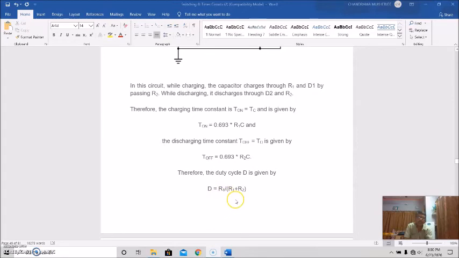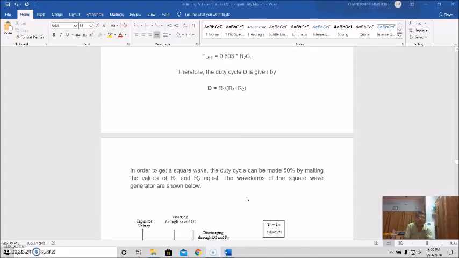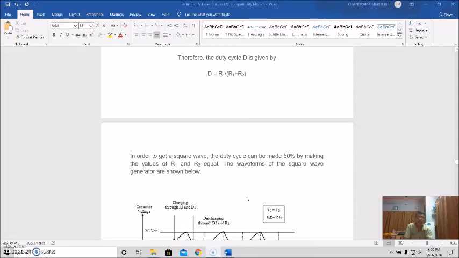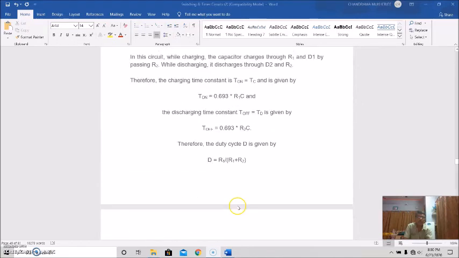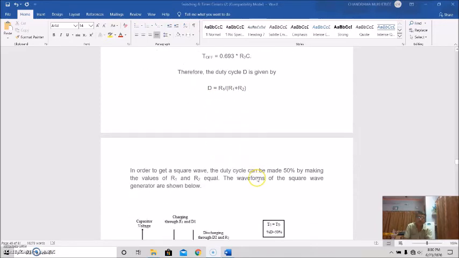R1 by R1 plus R2, and in order to get a square wave, the duty cycle can be made 50% by making the values of R1 and R2 equal. See here, if R1 equals R2 equals R, it will be R by 2R, so it is just half, 50%.